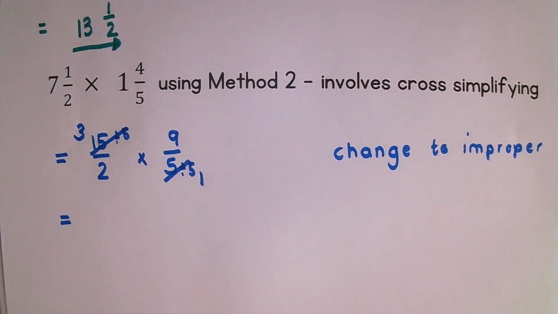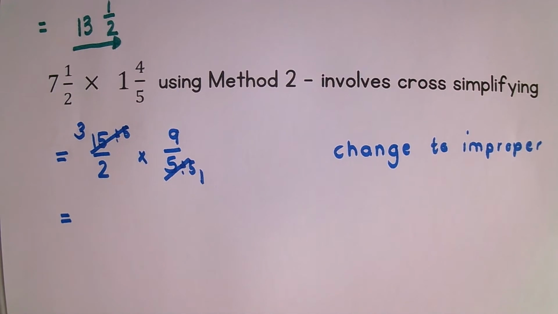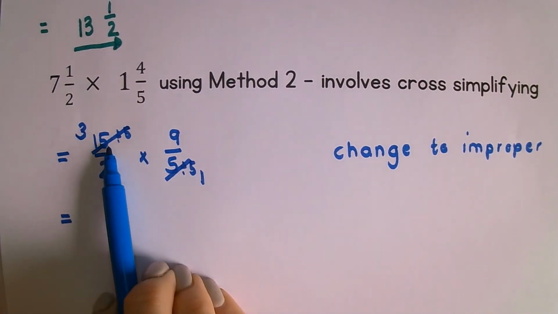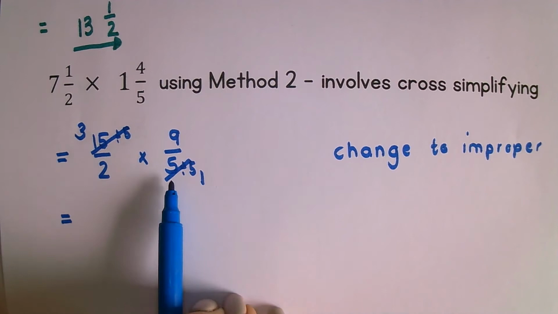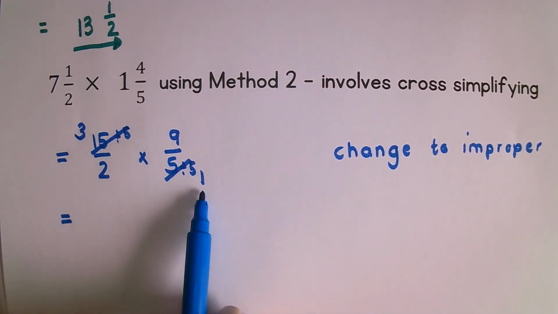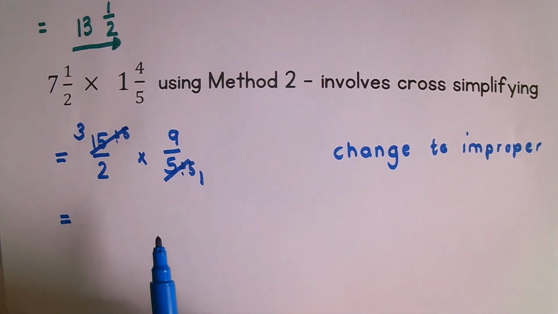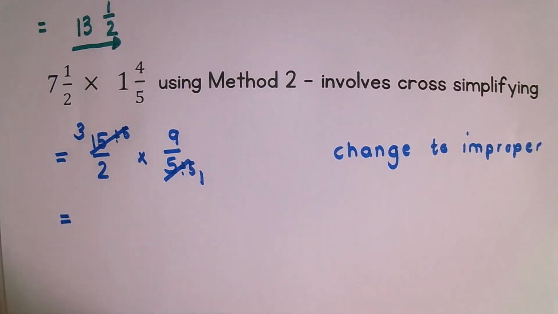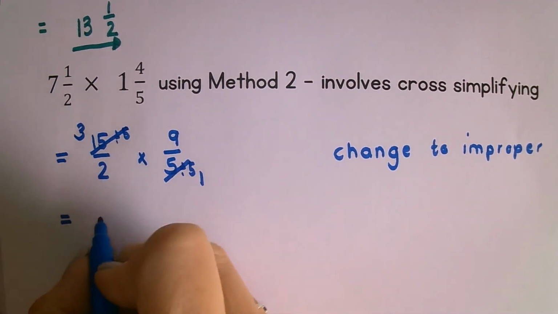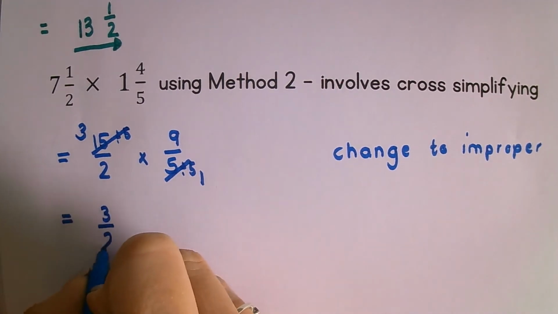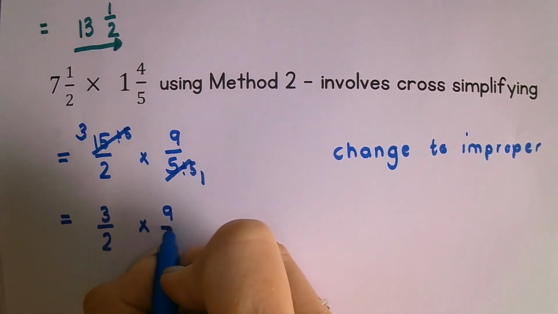Okay, so this is a new method, so just bear with me for now. Take a deep breath, and we're just going to slow it down so that you can grasp this new concept. So now we've taken the 15 and the 5 and we divided both of them by 5 to get a 3 and a 1. So that's where your 3 and your 1 come from. And now you can multiply out. So I just want to rewrite it for you to show you what we're left with. We're left with 3 over 2 times 9 over 1.